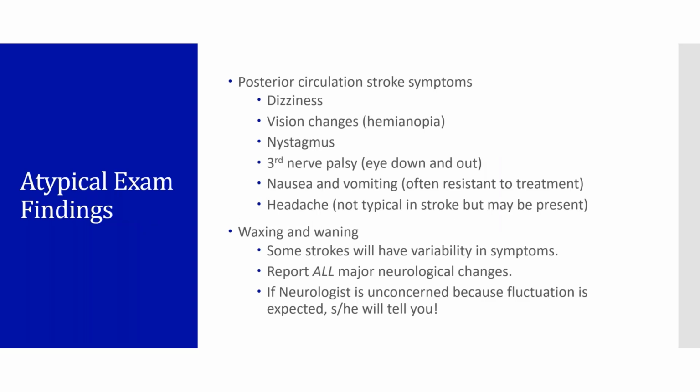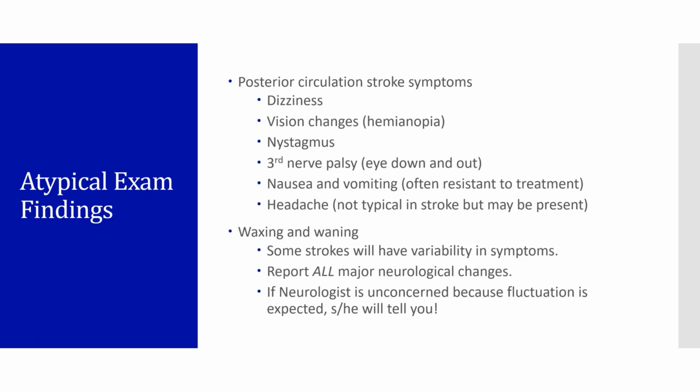There are several atypical exam findings that can be a little bit difficult when you're assessing a stroke patient. These are things that often get missed when even an ED physician is doing an assessment of a patient who might present with stroke. Posterior circulation stroke symptoms can include things such as dizziness, vision changes, nystagmus. You can have nausea and vomiting with severe headache, third nerve palsy. You can also have some small vessel strokes that will have waxing and waning symptoms.